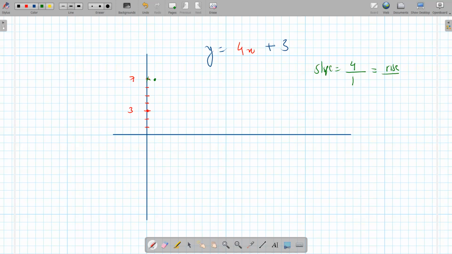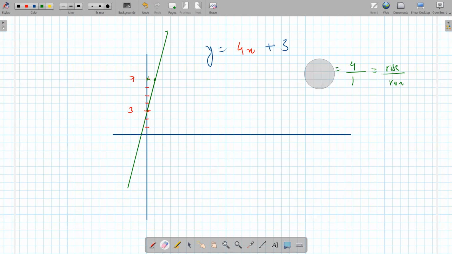And what is slope? Slope is rise over run. So you need to go 4 units up and 1 unit right. And there we go. That's a linear, and then you just join it, and then you extend it on both directions. You just need 2 points to make a linear graph. This is called graphing using the slope and the intercept, okay?